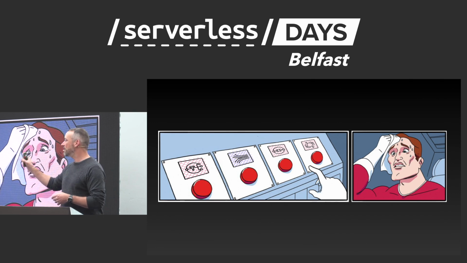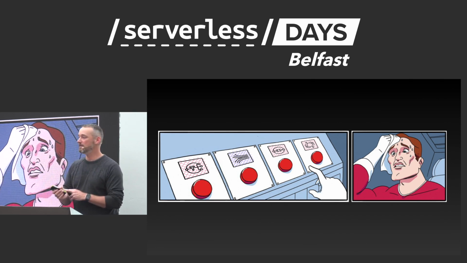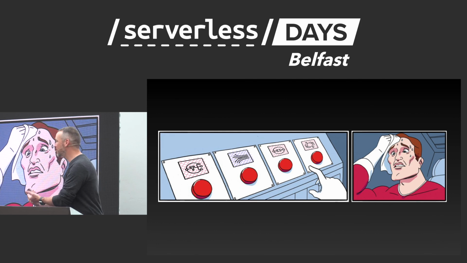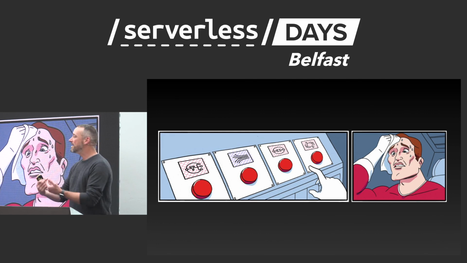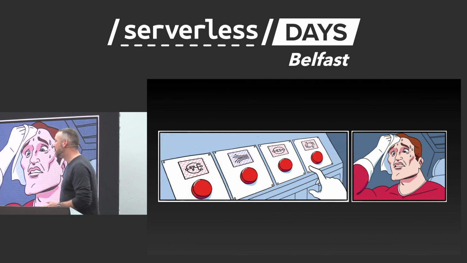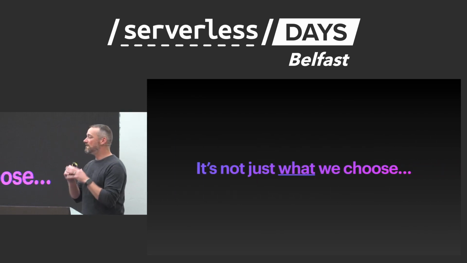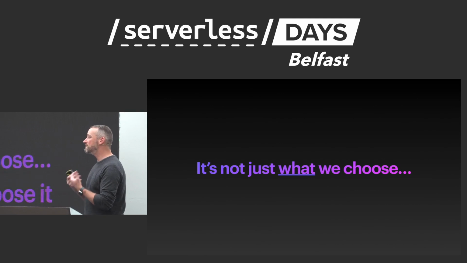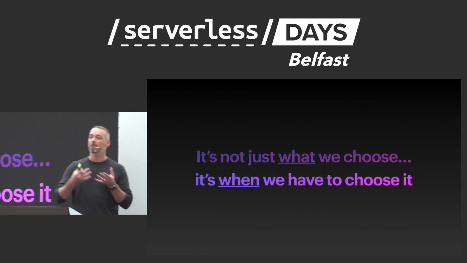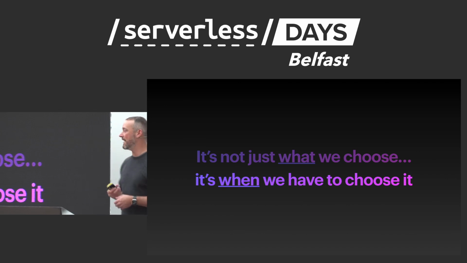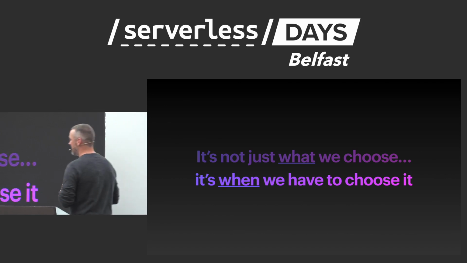That can be a fairly difficult choice sometimes, depending on what you're doing. But what we just saw is it's not even what is the right tool, whether I should use maybe FIFO queues versus Kinesis. It's how much throughput. What is the traffic going to be? When does that matter? How does that affect it? And so it's not just about what we choose anymore. I've come to realize that it's actually about when we have to make that choice as developers. And when do we make that choice?